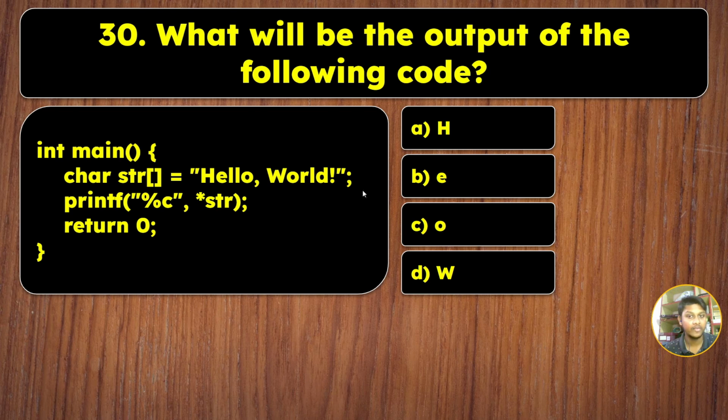So we have our four options. Option A says H, option B is E, option C is O, and option D is W. So if you are sure about this question's answer, then please comment down below.